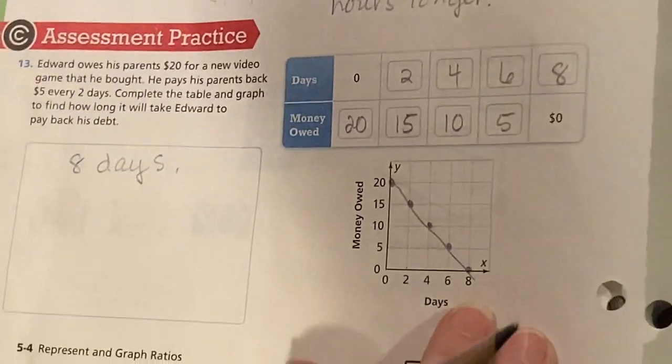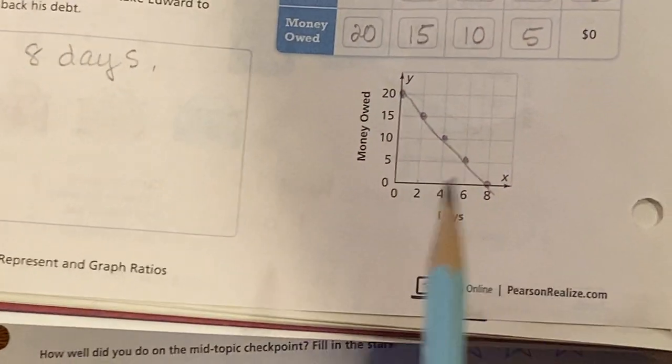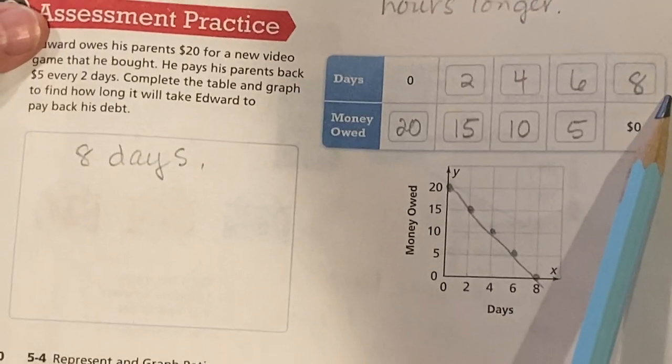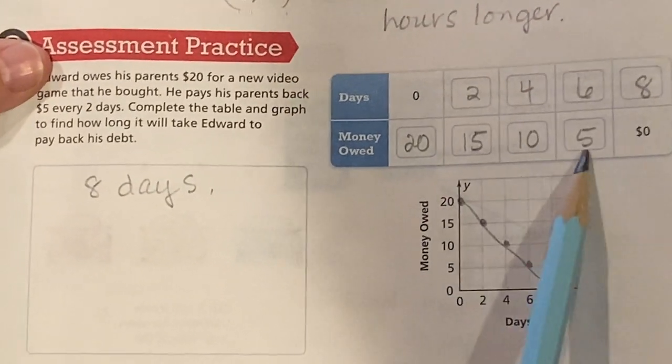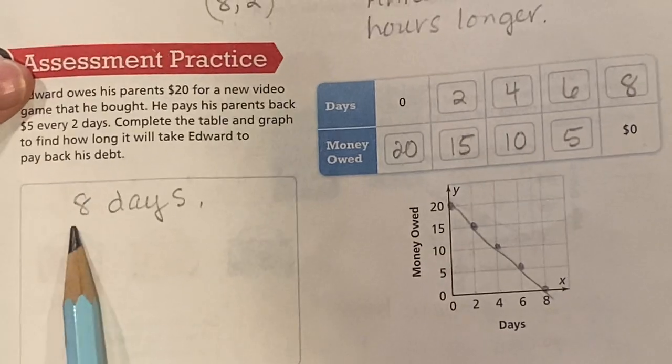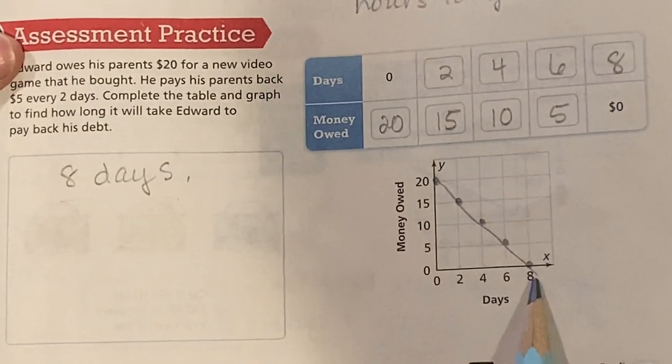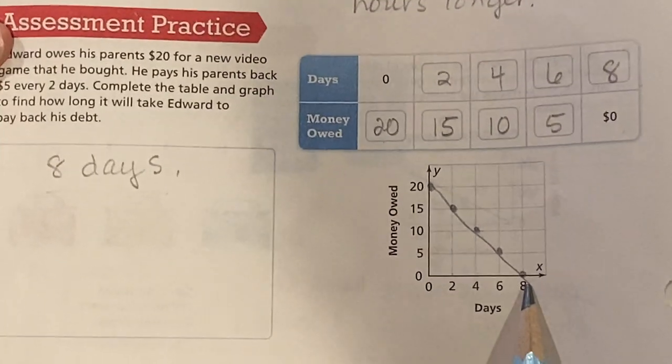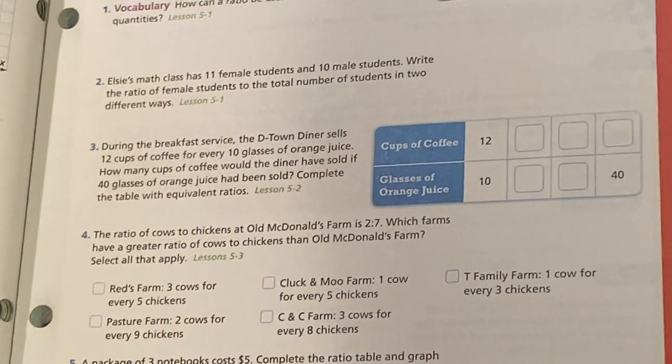Okay, so the rest of the table looks like this: 2, 4, 6, 8, 20, 15, 10, 5, and 0. So it takes him 8 days. And here's what that graph looks like. All right, let's take a look at page 281.